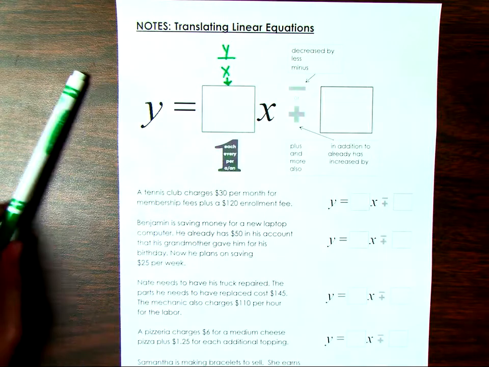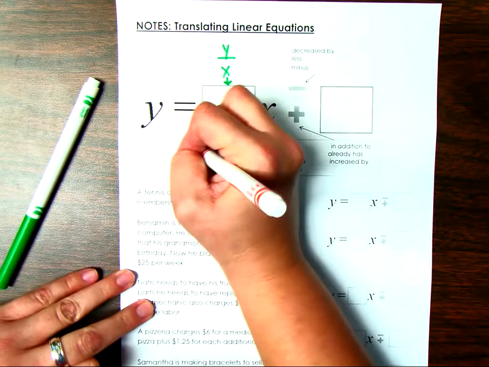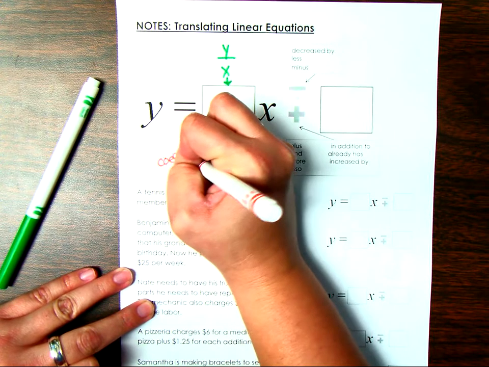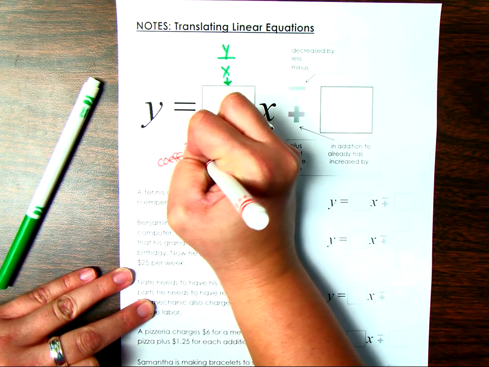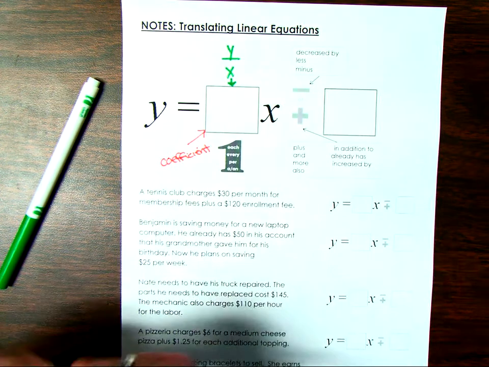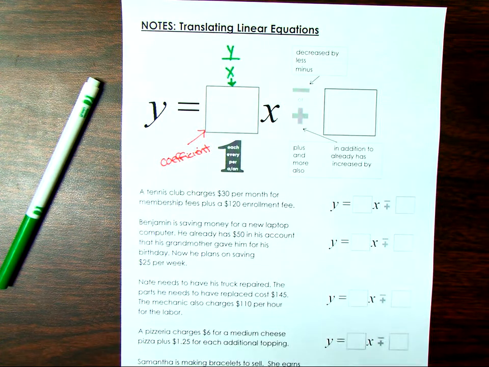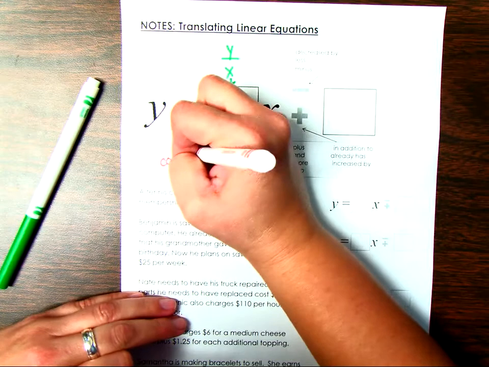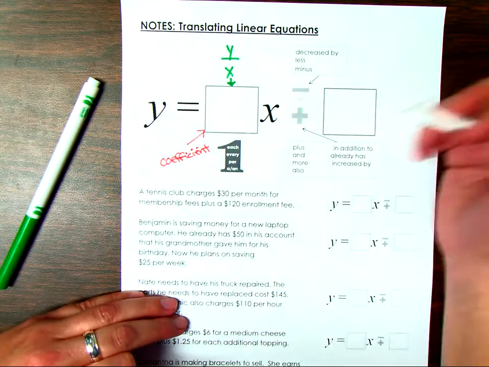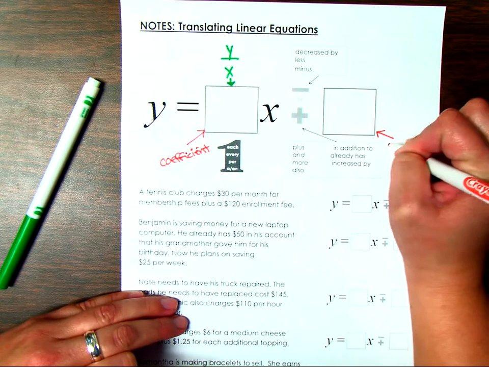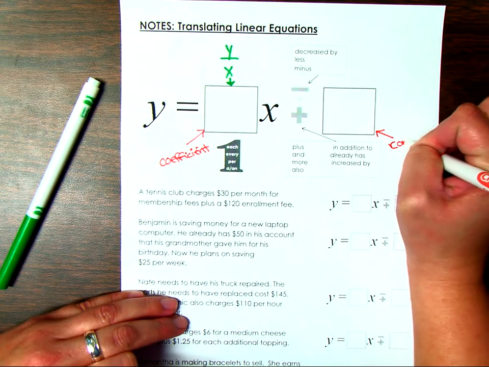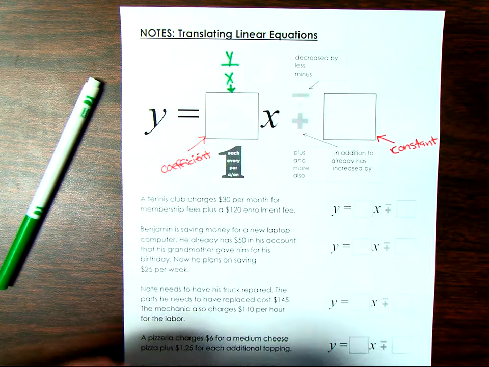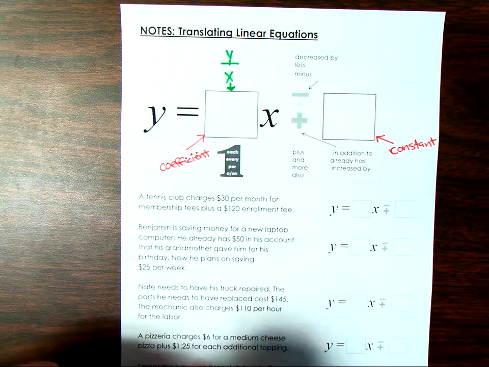So just to remember, this number right here is called the coefficient. I think I spelled that wrong. Let me double check my spelling on that. Coefficient. Alright, and then this right here is going to be the constant. So the constant is the number just itself. Okay? Alright, so let's look and see what this is going to be.